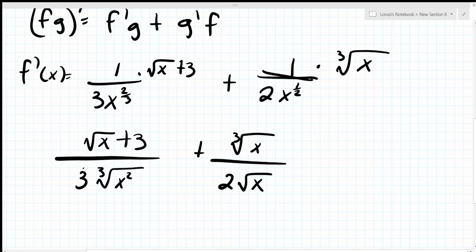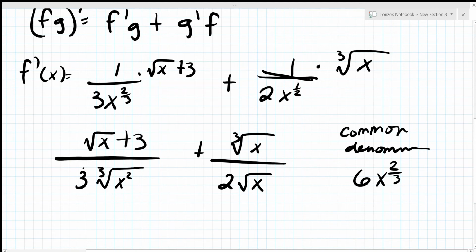So we're adding fractions, so we need a common denominator. What do you think my common denominator is going to be? We have this and this. The common denominator is going to be 6x to the 2/3 power, right? This is my common denominator.